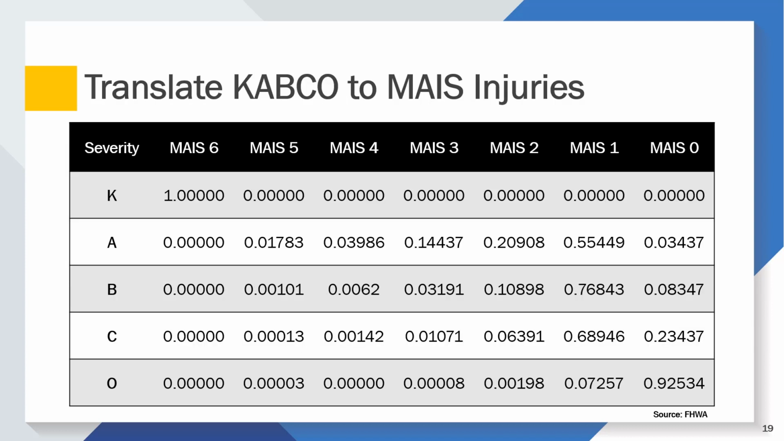You can use this table for both translations. Reading across, each row contains proportions that represent the average likelihood of each MAIS outcome for a given KABCO injury. For example, one A-level injury in KABCO has about a 1.8% chance of being a MAIS 5, a 4% chance of being MAIS 4, 14.4% chance of being MAIS 3, and so on. With this approach, you would multiply the number of KABCO injuries by the MAIS proportions to estimate the equivalent number of MAIS injuries that likely resulted.